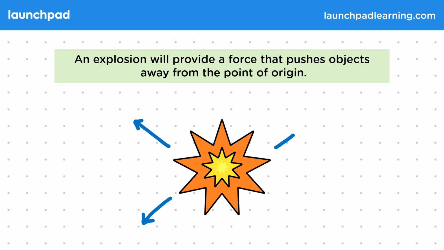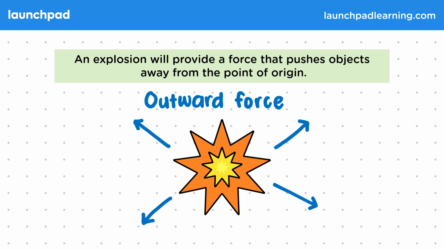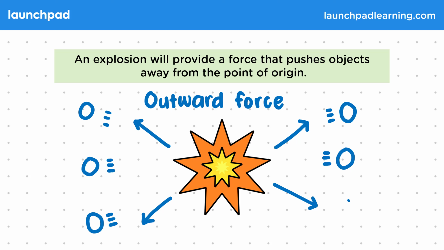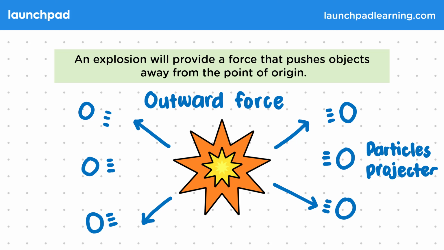When the bomb explodes, the release of energy creates an outward force that pushes everything away from the point of the explosion. But what gets pushed? Well, normally in a bomb, you'll have little pieces of material called shrapnel. These particles are projected away from the bomb during the explosion. And here, when we say particle, we mean objects with mass, but where we don't consider their shape or volume.